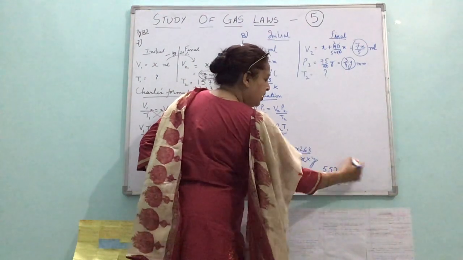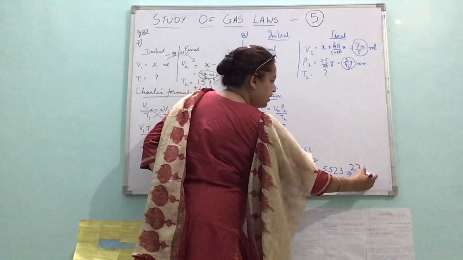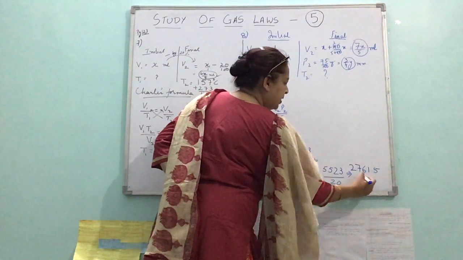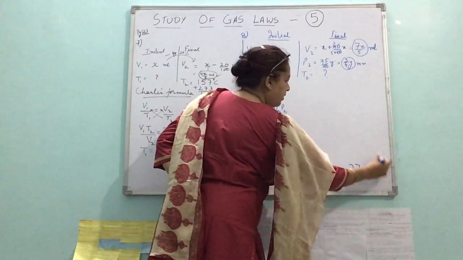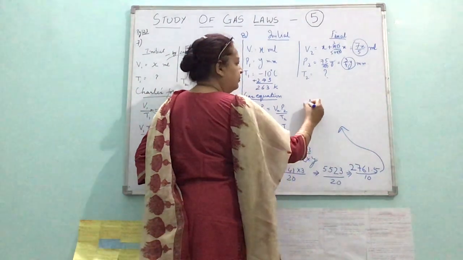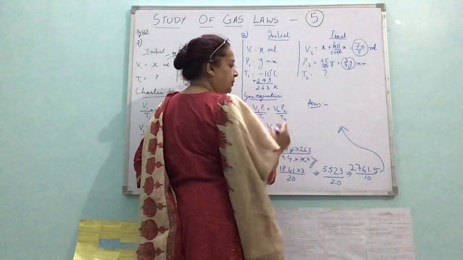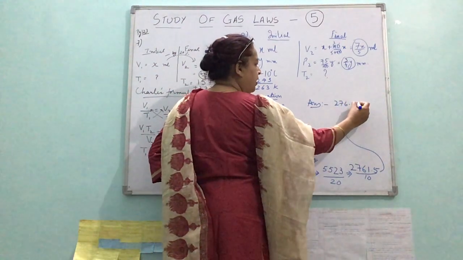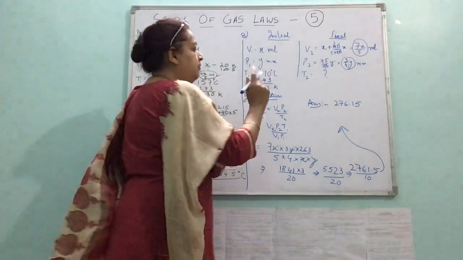2 7 6, 1.5 divided by 10. Well, what is your answer then? Adjust the 0. 276.15 Kelvin.